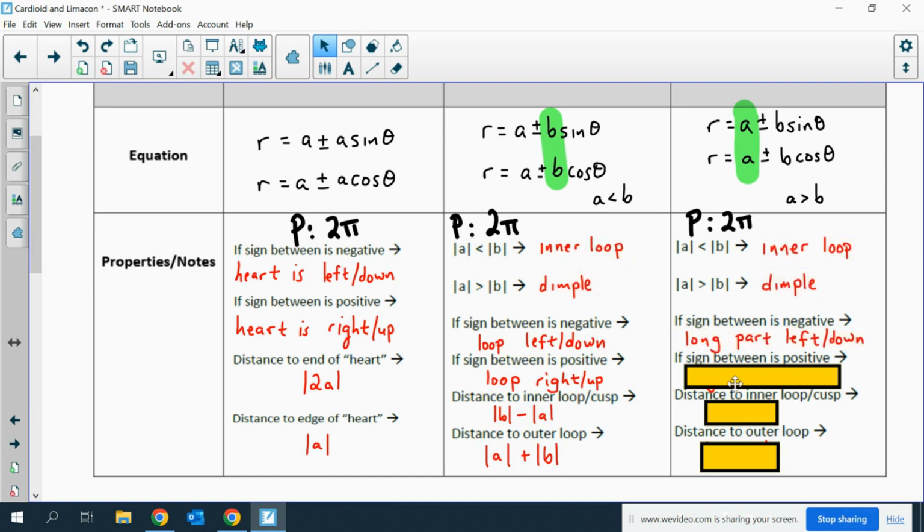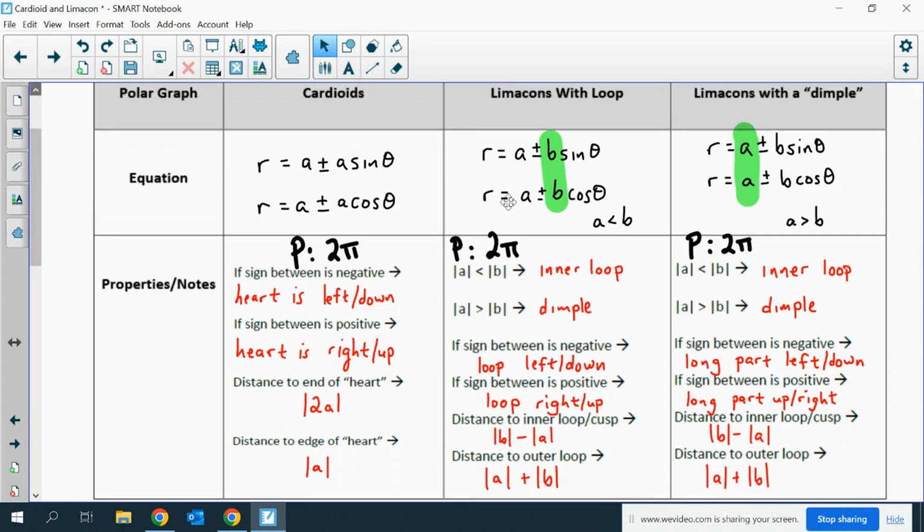Now when we're dealing with limacones, if the B is bigger, we have an inner loop, and if the A is bigger, we have a dimple. But I already told you that. Notice that if the sign between them is negative, the loop or the long part goes to the left, or it goes down, depending on whether it's a sine or a cosine. If the sign in between is positive, the loop or the major part of it goes right or up, depending on if it's a cosine or a sine.